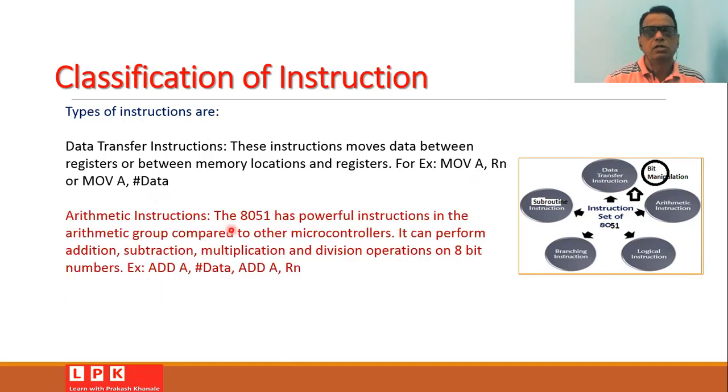Arithmetic instructions are those instructions which can perform arithmetic operations. Arithmetic operations such as addition, subtraction, multiplication, and division on 8-bit numbers can be performed by using this microcontroller unit. For example, when we write an instruction such as ADD A, #data, the immediate data provided in the instruction will be added to the content of the accumulator. Or when we write an instruction such as ADD A, Rn, the content of the accumulator and the content of Rn will be added together.